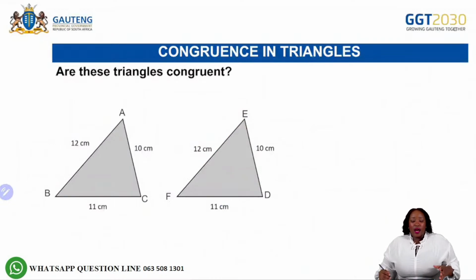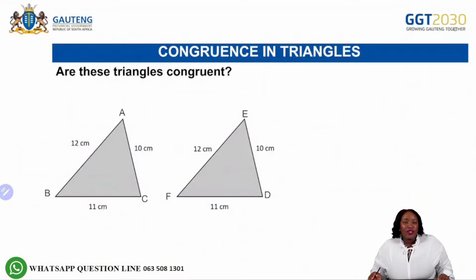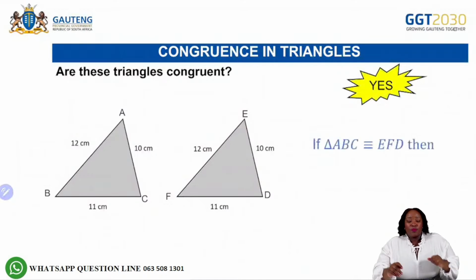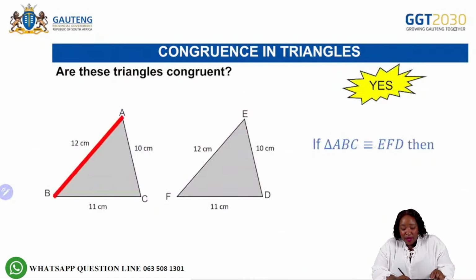Okay. All right. Now, do you think these triangles are congruent? What do you think? When you look at them, AB is 12 centimeters, AC is 10, BC is 11 centimeters. The same values are showing up in triangle DEF, aren't they? So are they congruent? The answer should have been yes, okay? These are almost similar to the triangles we've just worked with. All right. So if we are saying these are congruent, that means if triangle ABC is congruent to EFD, what does it mean? It means the sides are equal, right? So AB must be equal to EF, right?